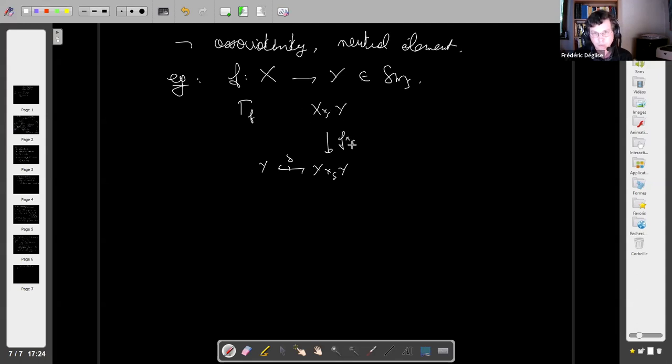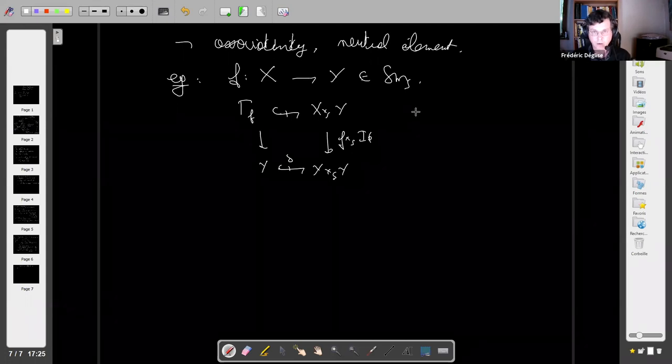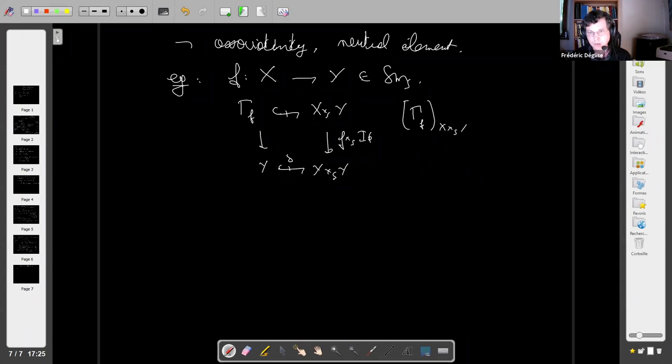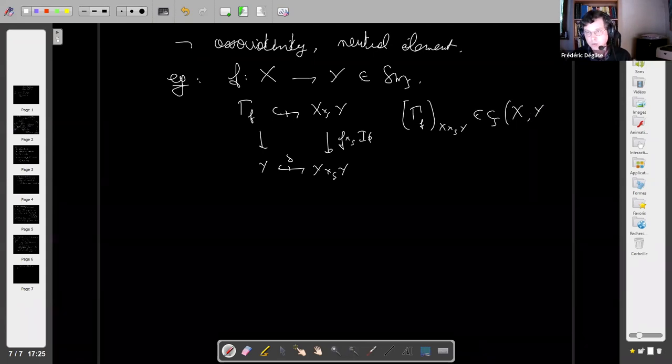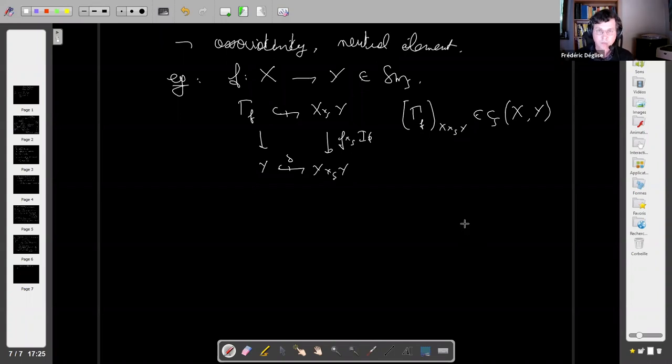You look at the map f cross identity, and the graph is just the pullback. Then the graph is a closed subscheme in X cross S Y. And you can associate a cycle, just take the sum of the connected components. And it's actually a finite correspondence, you can see, because the projection from gamma f to X is an isomorphism. So I will just denote it f like that. So the neutral element is just the correspondence identity of X.